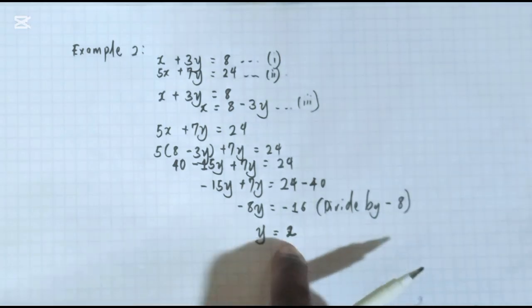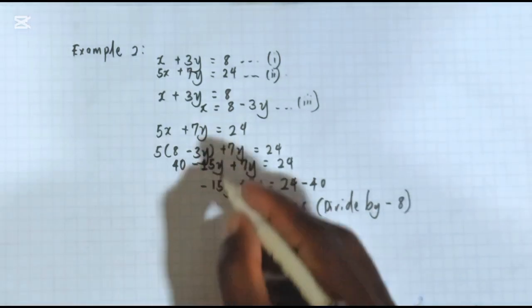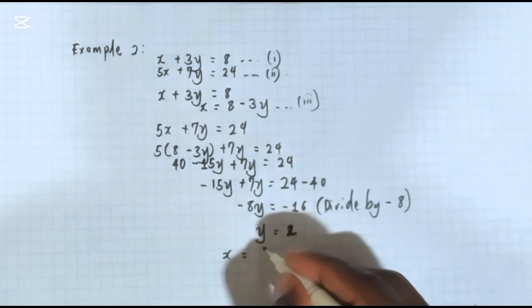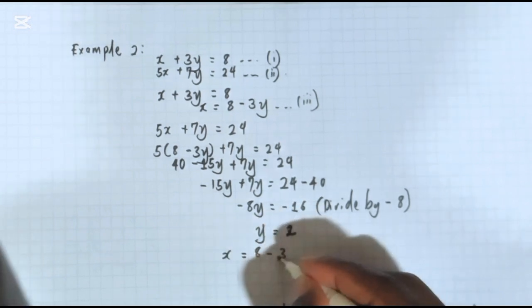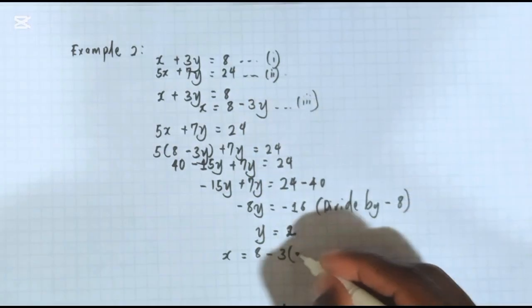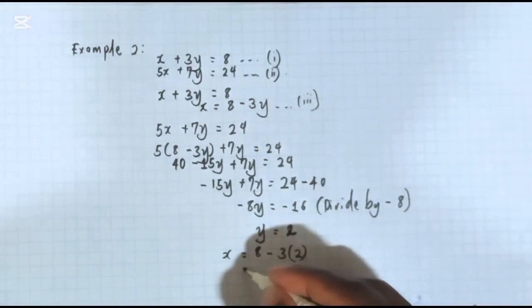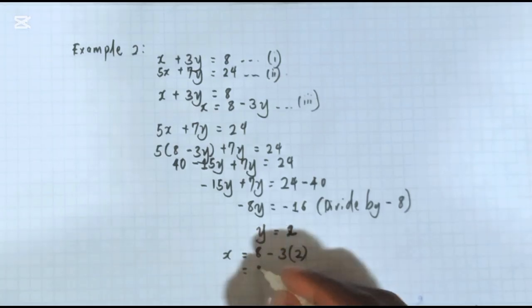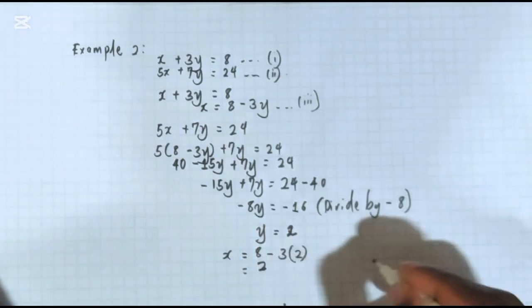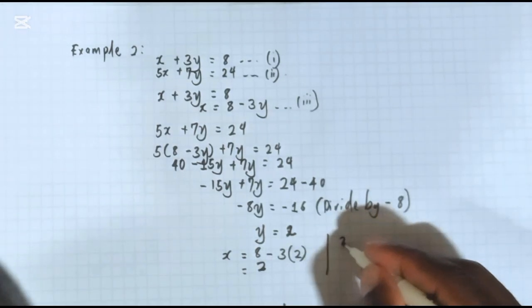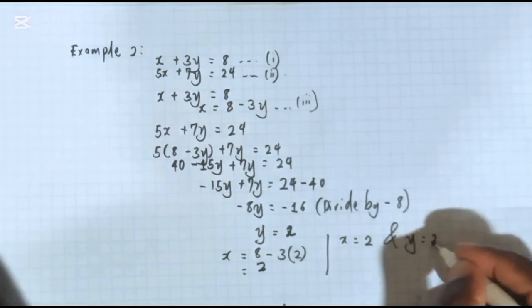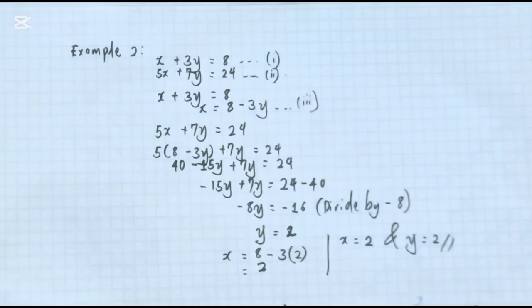2. So for us to find the value of x, we're going to have that x will be equal to 8 minus 3 into, the value of y there is 2. Note that this will give us 8 minus 6, which is basically 2. So to solve the whole problem, x is equal to 2 and y is also equal to 2. And that all has been done using the substitution method.